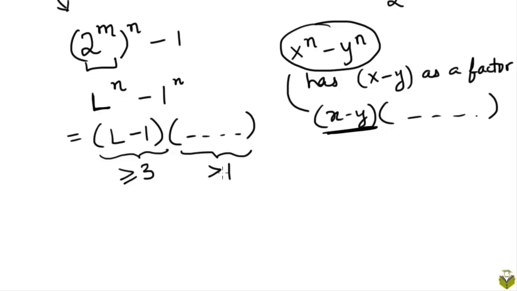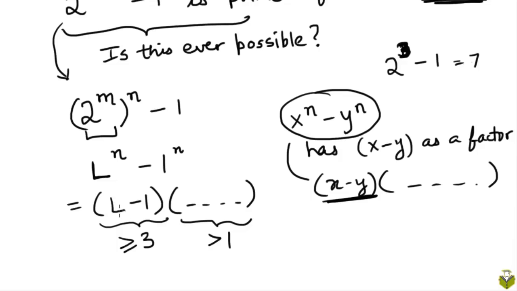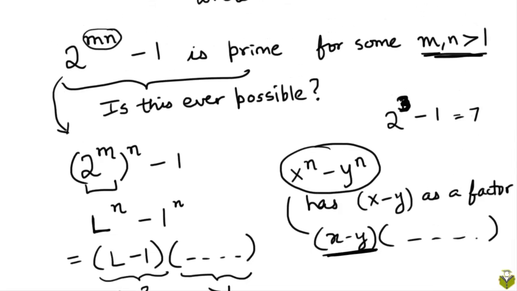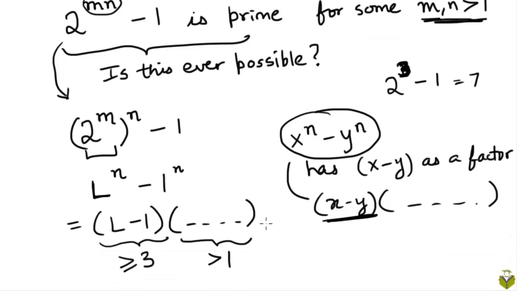In fact, arguably this number has to be larger than 5, because the least possible value of L is 4, and the least possible value of n is 2. 4 squared is 16 minus 1, which is 15. So this value must be at least 15. So if this number is greater than or equal to 3, this number has to be greater than 1. What that means is that 2 to the power mn minus 1 can be expressed as the product of two numbers, both of which are greater than 1. This means 2 to the power mn minus 1 cannot be prime, because it can be expressed as the product of two numbers, both of which are greater than 1. So we get a contradiction.